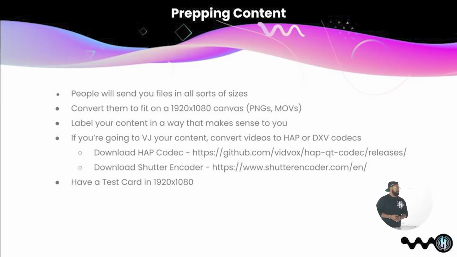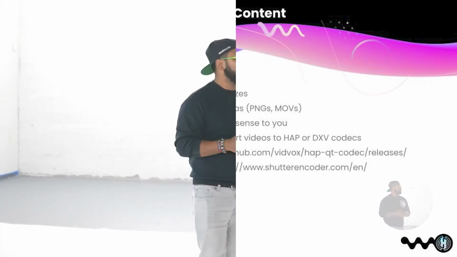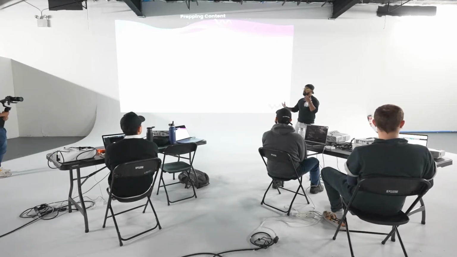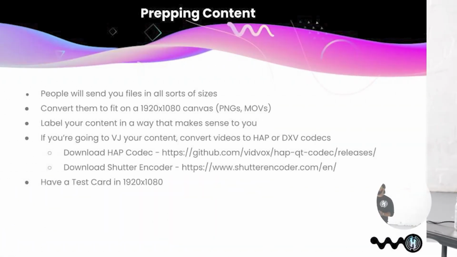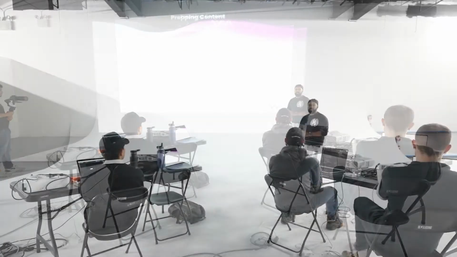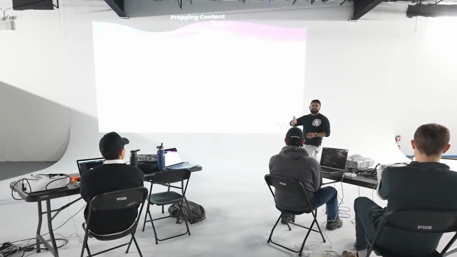And for your MOV files, right? 1920 by 1080, whether that's a regular MOV or an MOV with transparency, right? If you have a movie that has a transparent background, you can start to layer different movies together, mix them together, and of course, projection map them. Always label your content in a way that makes sense to you. So for me, I have a folder with many folders inside that tell me, okay, this is my folder of shapes and stuff.